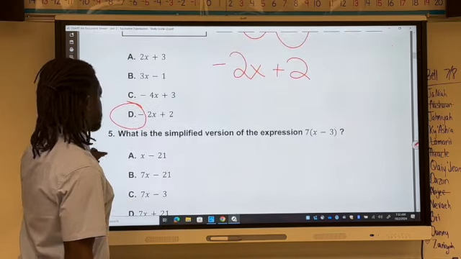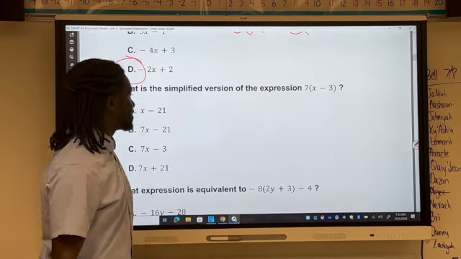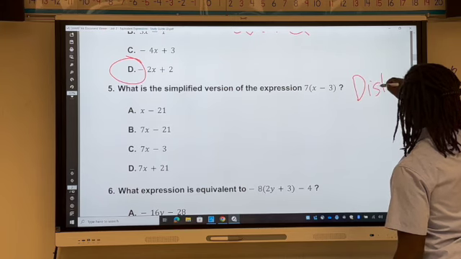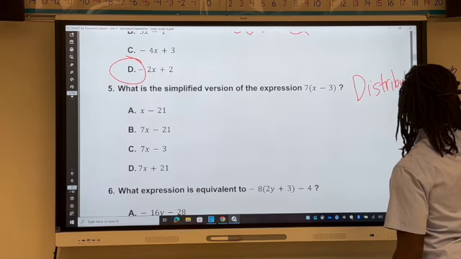All right, moving on. Simplify this expression. I am simplifying this by doing the distributive property.